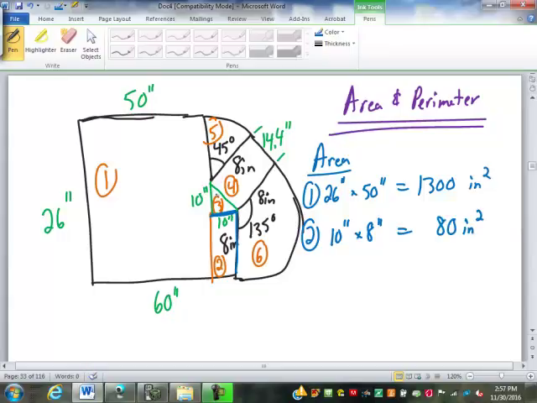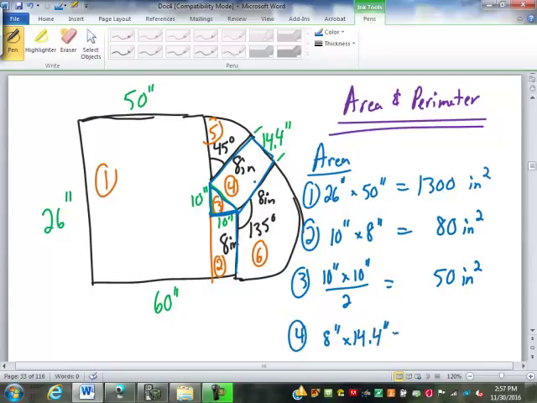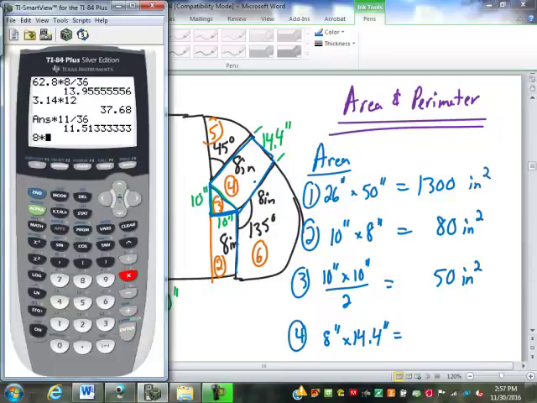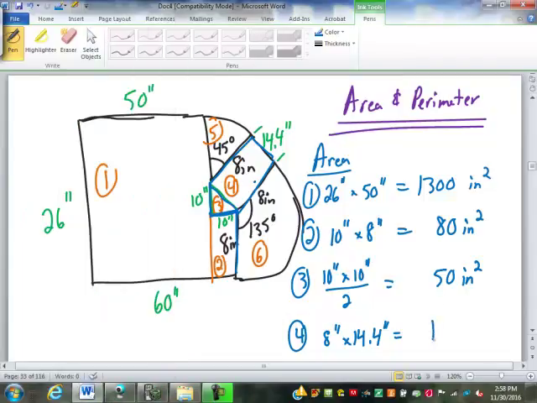Piece 3 here is a triangle that's 10 by 10, but it's 10 times 10 divided by 2 because it's a triangle, or 50 square inches. Piece 4, that's just a rectangle again. That's going to be 8 by 14.4. So 8 times 14.4 is 115.2.